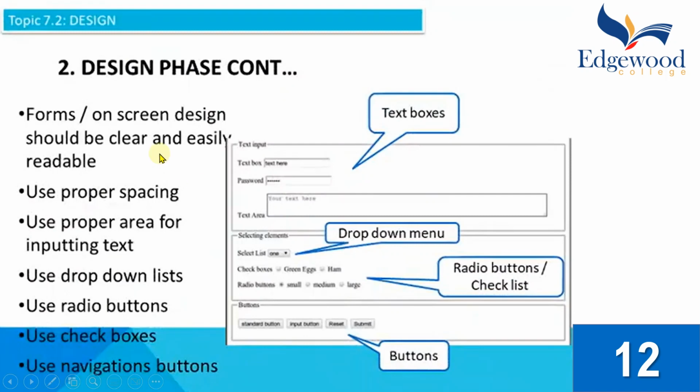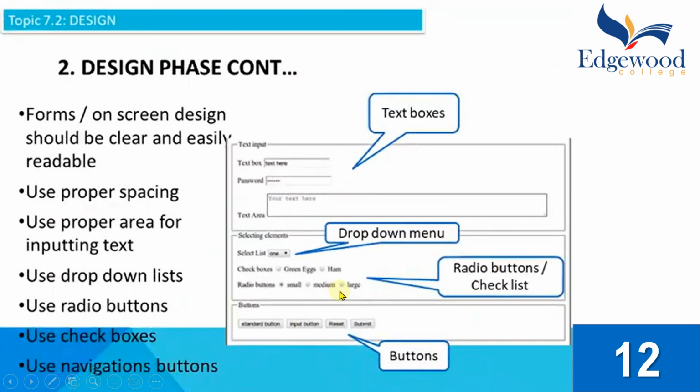Now it is important that in forms or screen design, whenever you're designing, it should be clear and easily readable, and it should use proper spacing. It should use proper areas for inputting text, and it should use a drop down list, radio buttons, and check boxes. And of course, you use the navigation buttons.